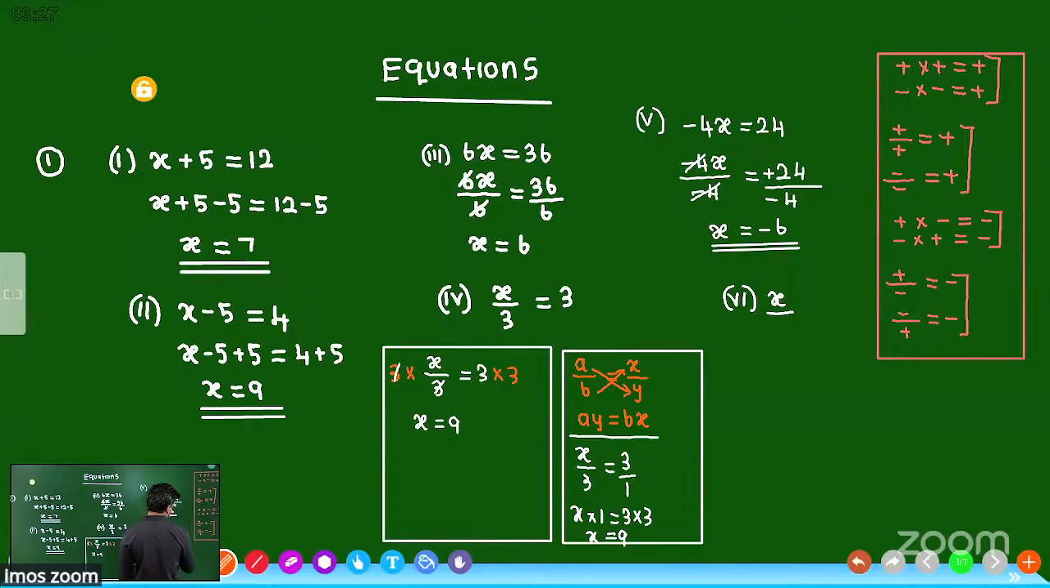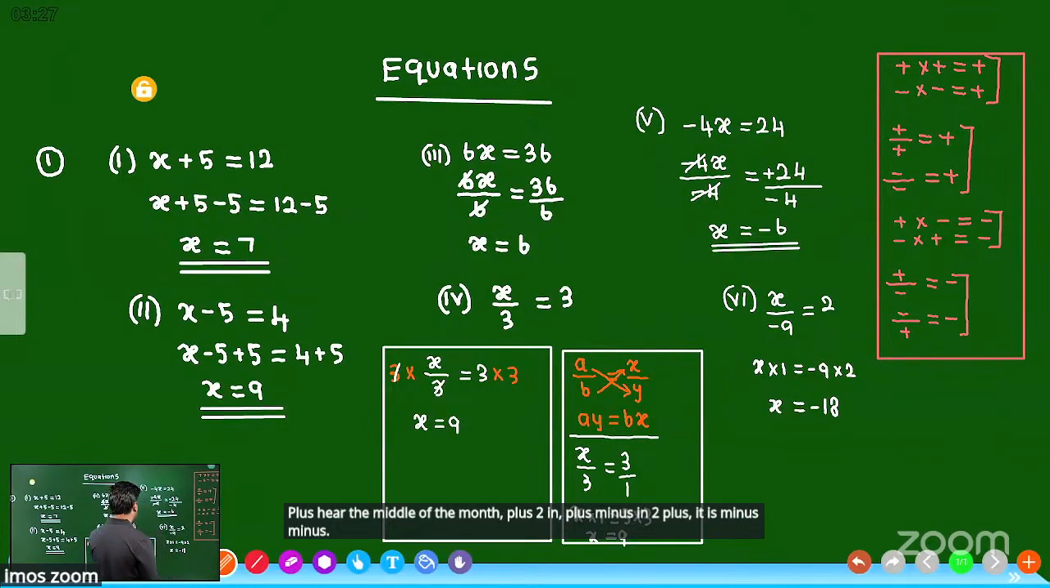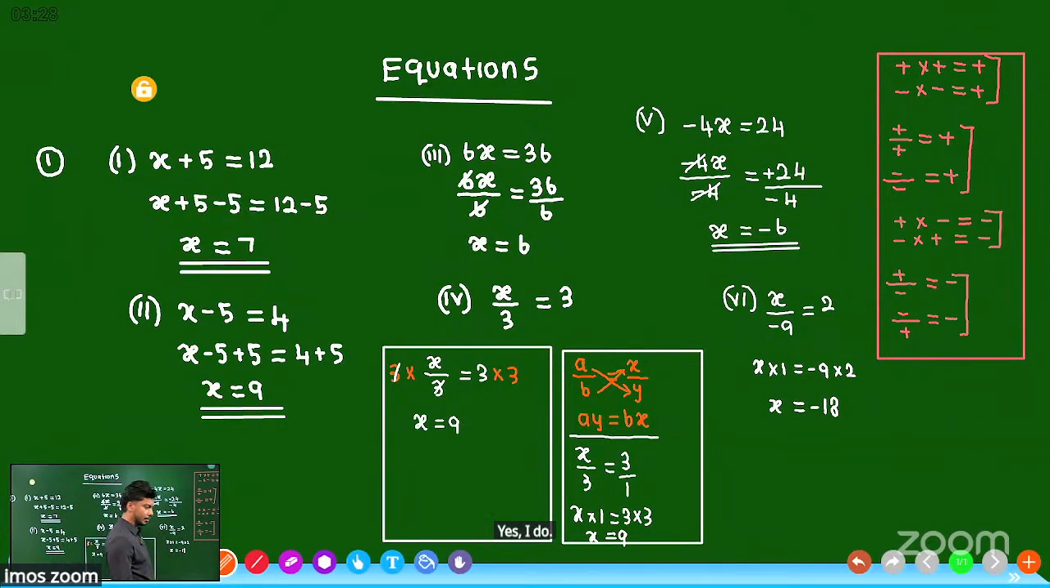x over minus 9 is equal to 2. Okay, Buddha, you can go for cross multiplication. Here the denominator is 1. All right. So x into 1 is equal to minus 9 into 2. Here minus into plus, it is minus. Right? Okay. So these are the fundamental linear equations that you should practice to solve.